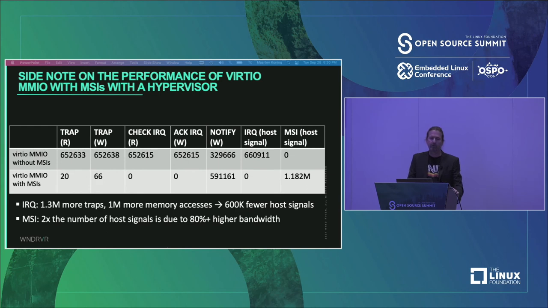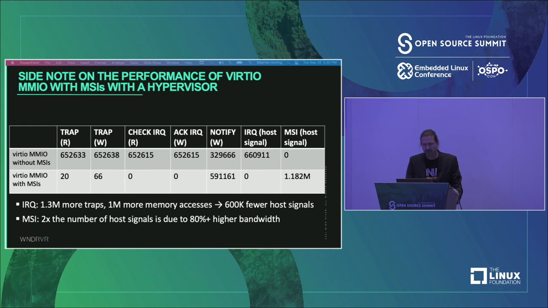So, a side note on the performance of VirtIO MMIO with MSIs. Without MSIs, there are a lot of traps that happen when you are modifying VirtIO registers, with VM exits into the VMM that has to process those. To reduce those, you can use MSIs on a per-device basis so that instead of having all these device register changes, you can send the little bits of information that you want to signal to the PMM in the MSIs. That way, you can eliminate a lot of these VM exits.